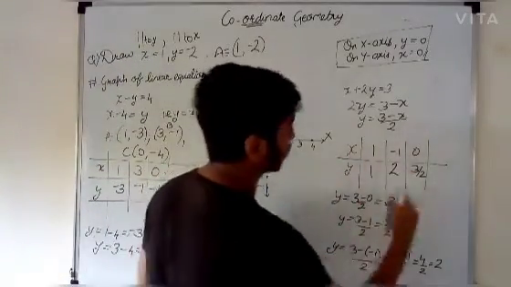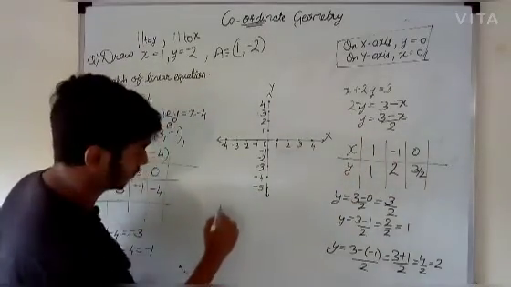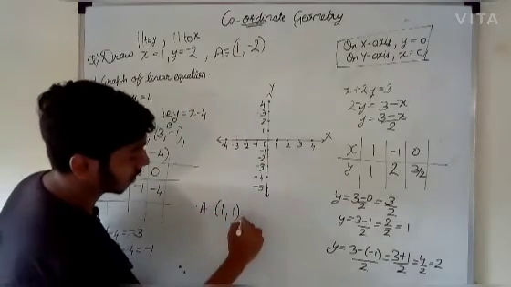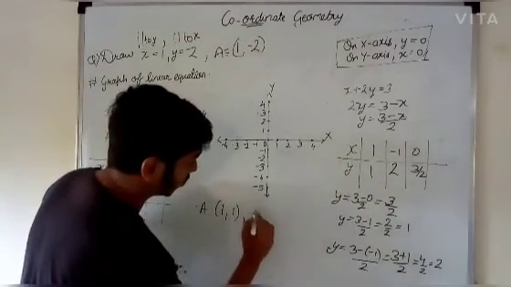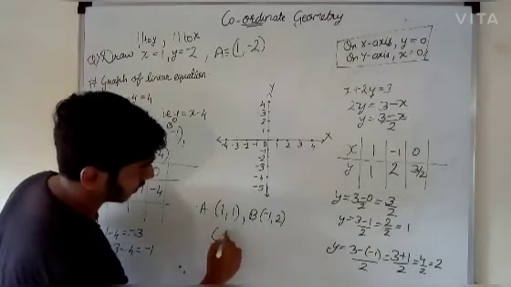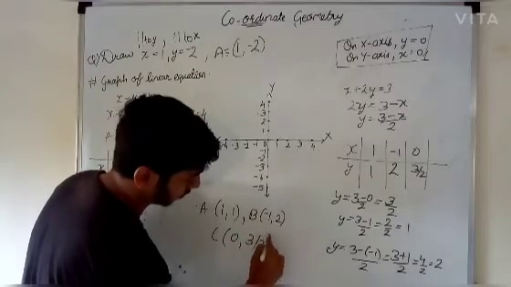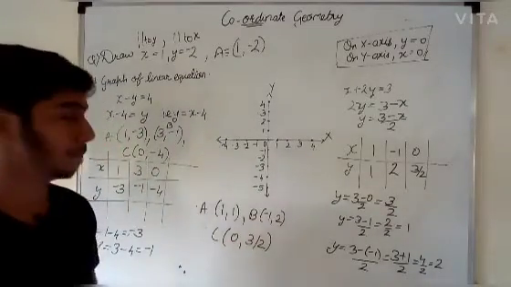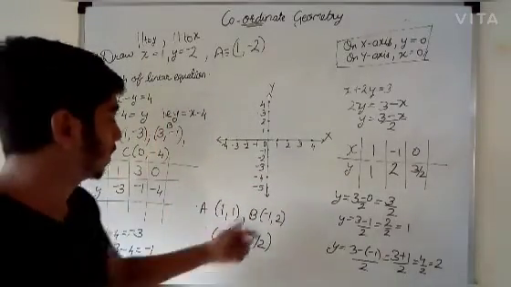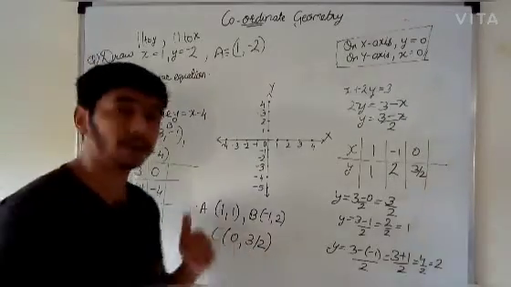So with the help of this we are getting 3 points here. So let's name them. Let this be A, 1, 1. Let that be B, minus 1, 2, and the point C will be 0, 3 by 2. Correct? So now let's see how we plot these 3 points, and particularly how do we plot 0, 3 by 2.